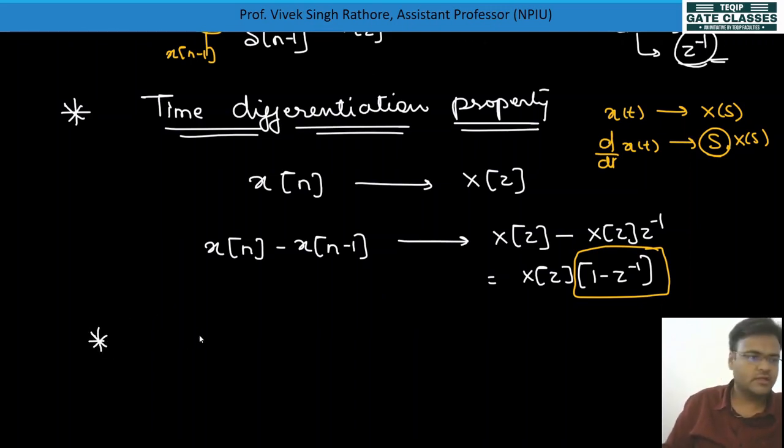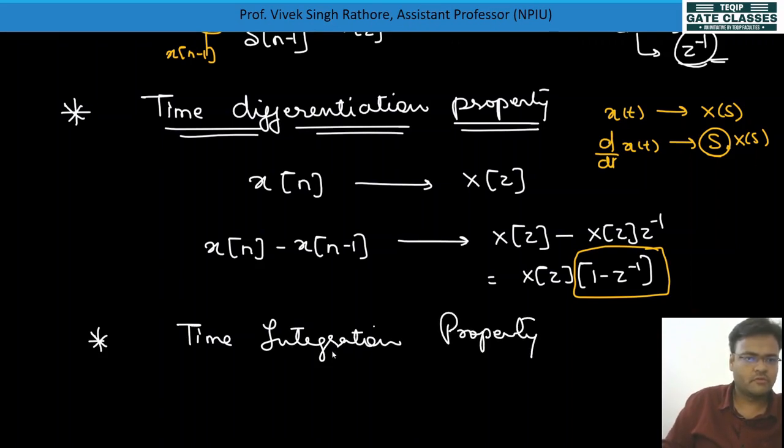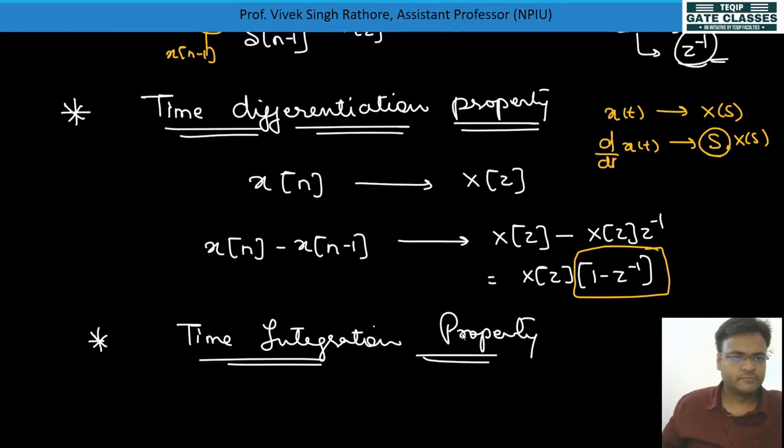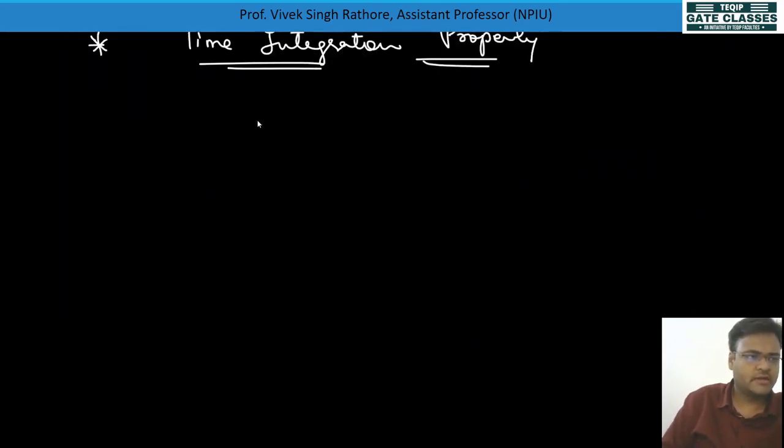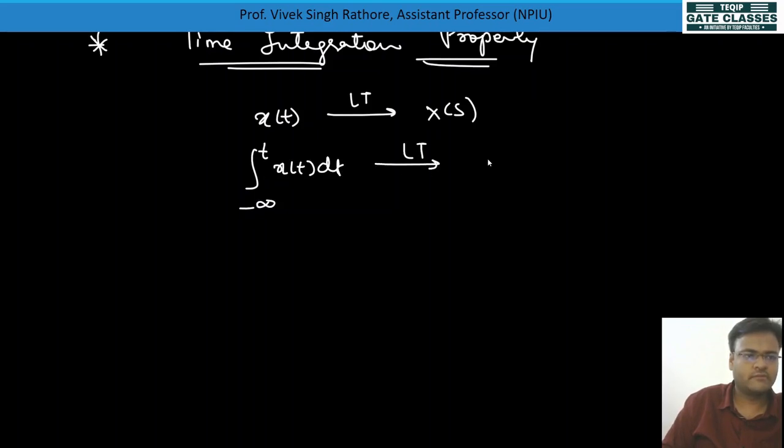I'll write the time integration property. Time integration property means, let's suppose x of t has Laplace transform x of s. If we integrate x of t dt from minus infinity to t and take the Laplace transform, we get x of s by s. This you have seen in Laplace transform.